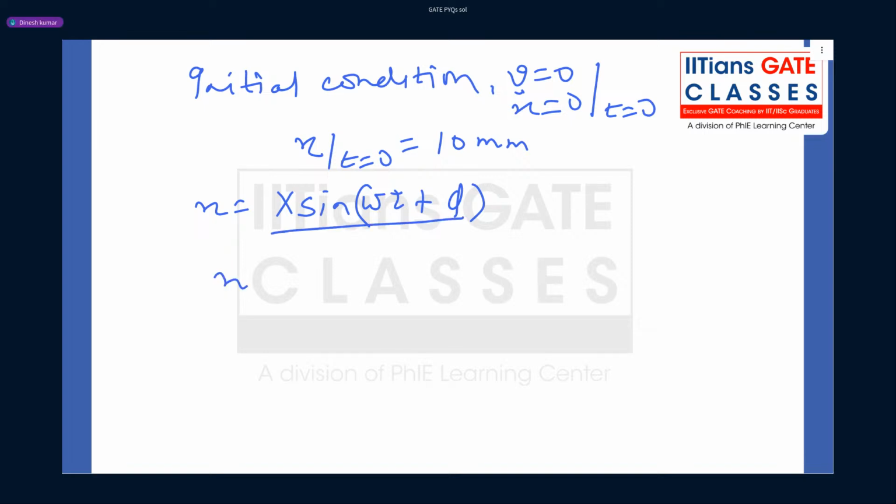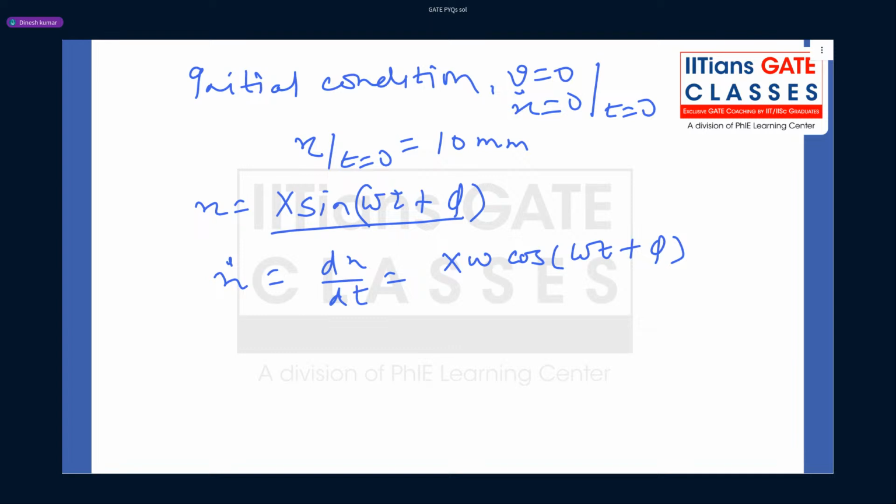Velocity is given by x dot, which is nothing but dx by dt. So what will it be? The differentiation of sine is cos, right? So your x dot will be capital X, which is the amplitude of vibration, times omega cos of omega t plus phi. Now guys, is this clear to everyone?